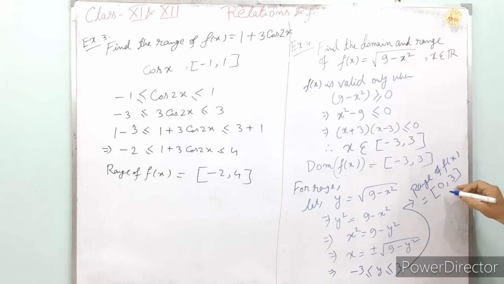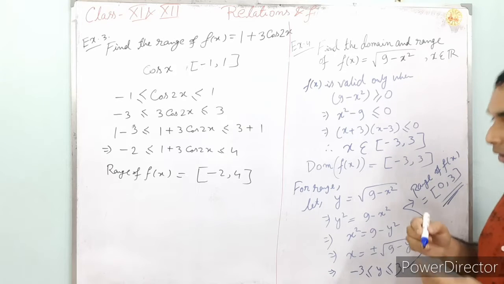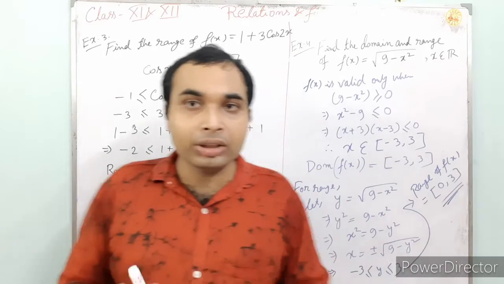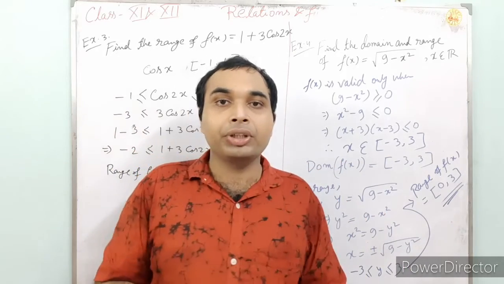So what we have got? We have got all the values in between 0 and 3, and it is also taking the values 0 and 3. So this is the range of the function. If you have not understood, pause the video and rewind the video, then see again.